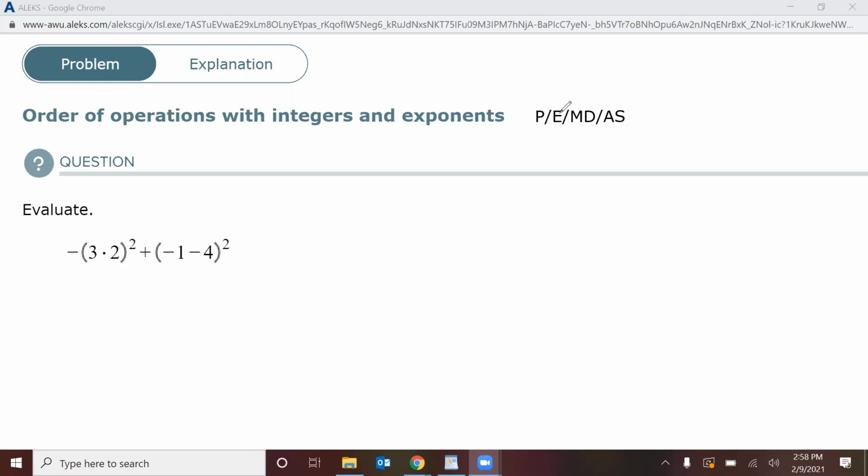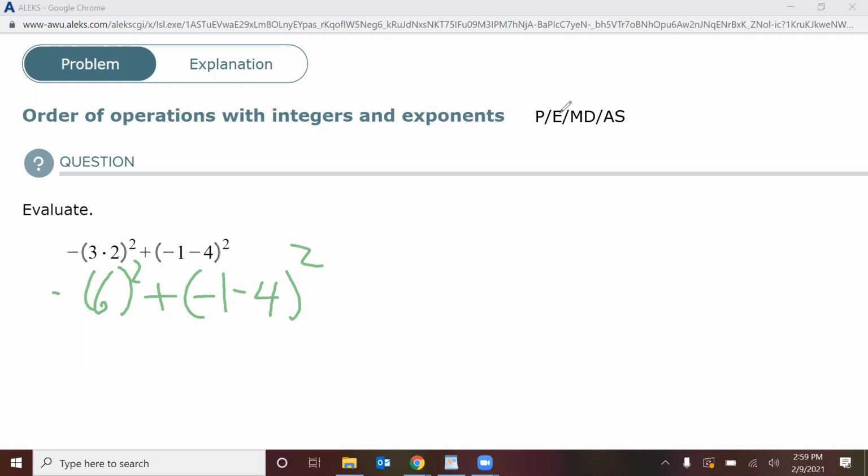So there are two sets of parentheses. Working from left to right, I'll tackle the first set. And inside of that set of parentheses, there's only one thing to do. It's multiplication, so I'll do it. So that would be negative and then 6 squared plus negative 1 minus 4 squared.